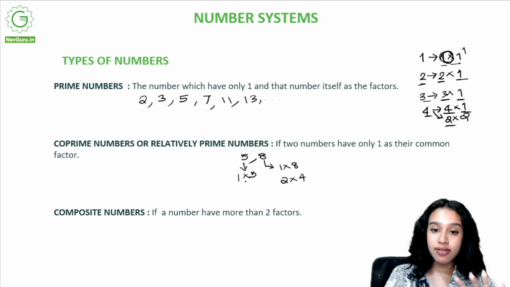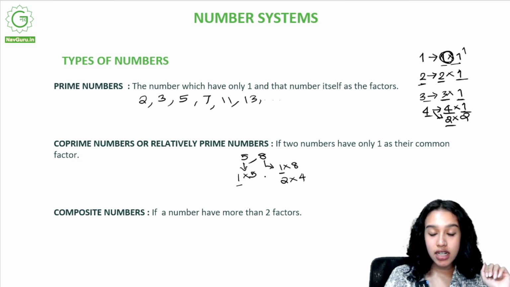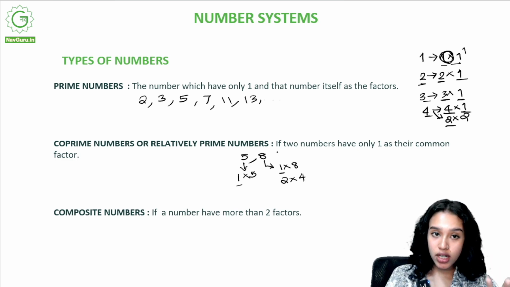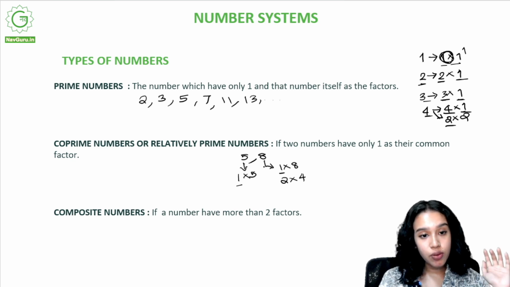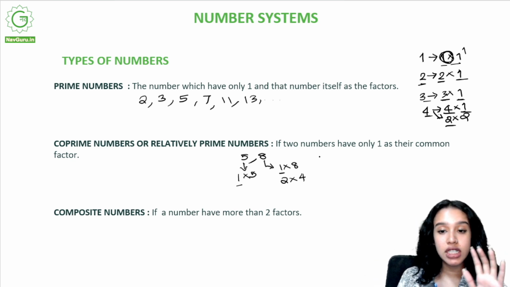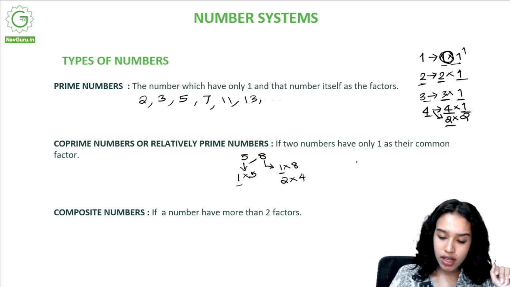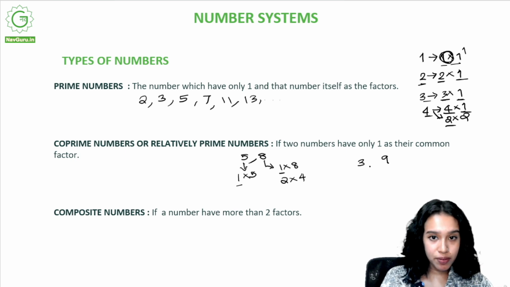So how many factors of these two numbers do we have in common? We have 1 here and we've got 1 here. Other than that, there is no common factor. So if the only common factor between two numbers is 1, we call them co-prime numbers or relatively prime numbers.